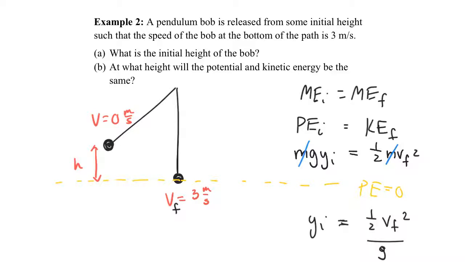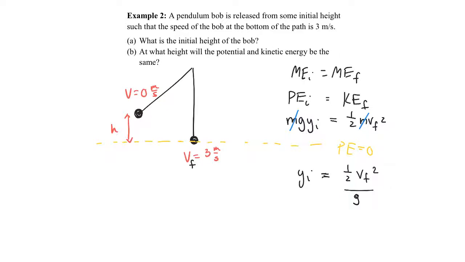So what is the initial height of the pendulum, if it has a velocity at the bottom of 3 meters per second? 0.46. That looks great. Okay, 1/2 of 9 is 4.5. 4.5 divided by 9.81 should be around a half. That sounds reasonable to me.